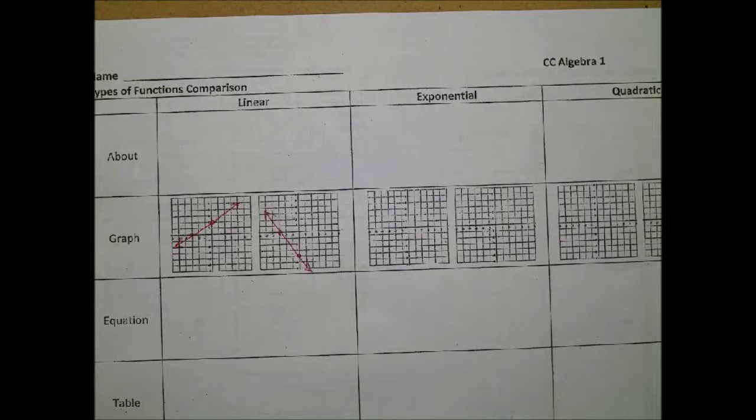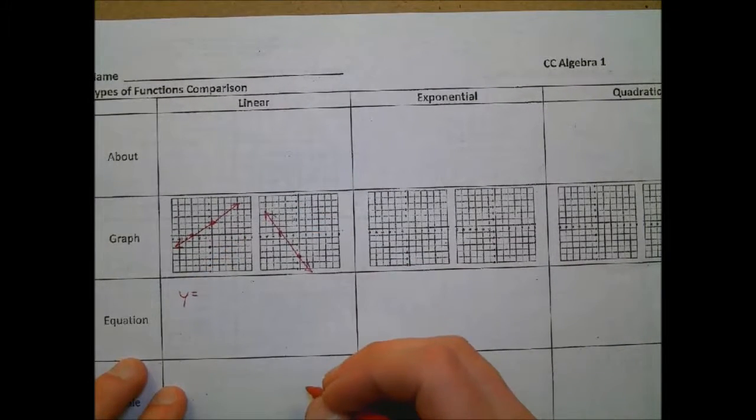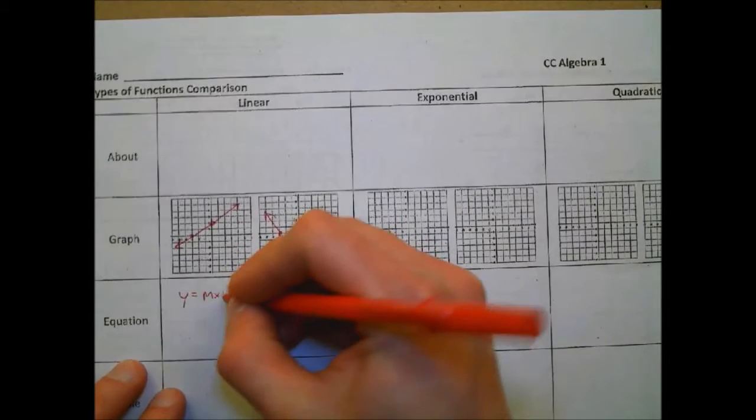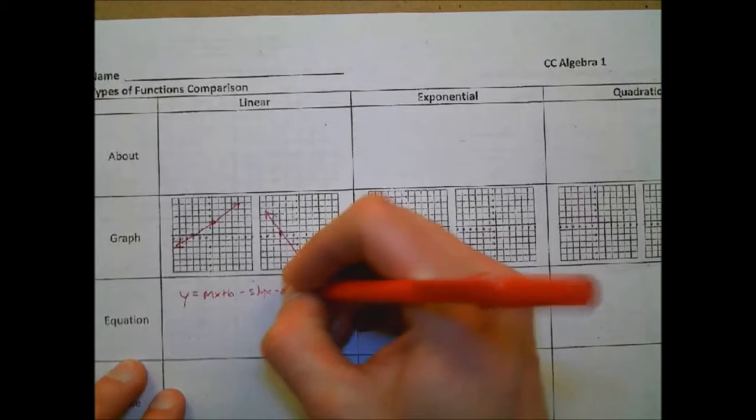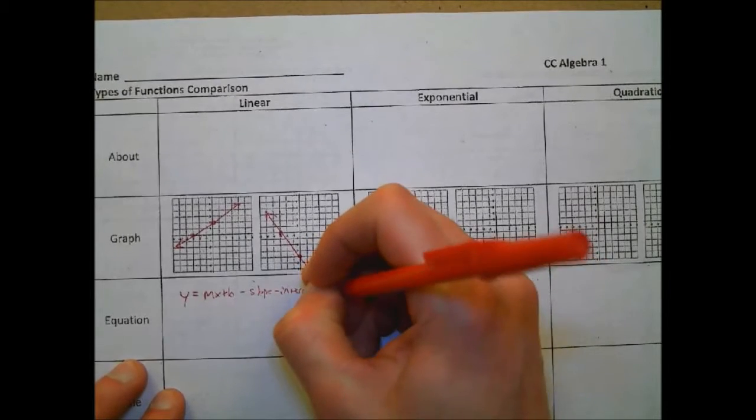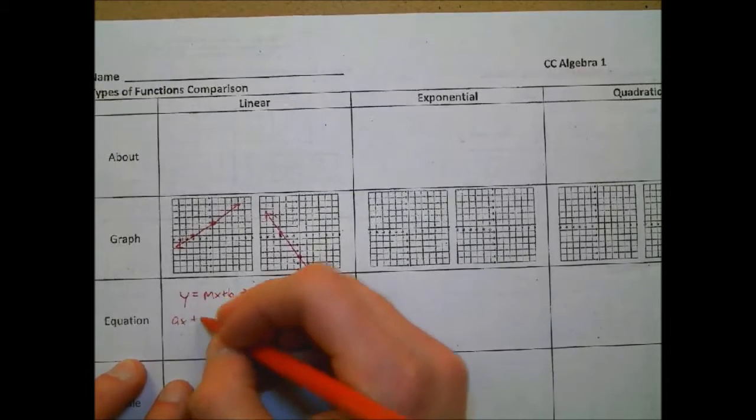Okay. What kind of equations do we see when we talk about a linear equation? What kind of forms do we have, for example, the linear equation? Okay, yeah, we got the y equals mx plus b. Okay, so we have the slope-intercept form. Right? But we could also see it in like ax plus by equals c.